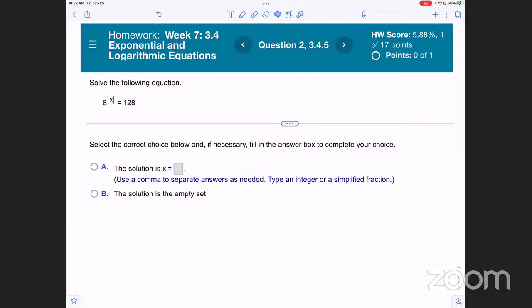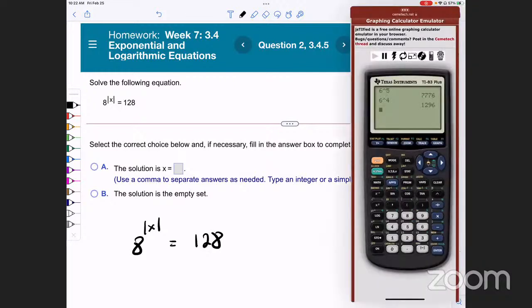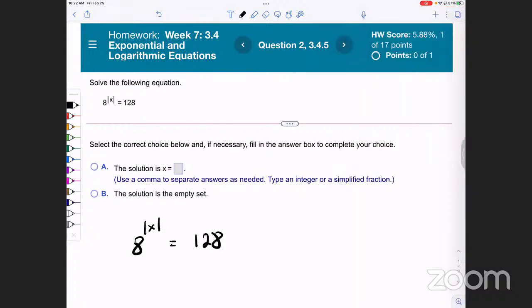Okay. So now, with this one, we have the following. Let's start by taking some notes. We have 8 to the power of the absolute value of x equals 128. Now, I don't think that 128 is a perfect power of 8. For instance, we said 8 to the power of 3, and that's too much, right? So we can get these both to a base of 2. 8 is what? 2 to the power of 3.